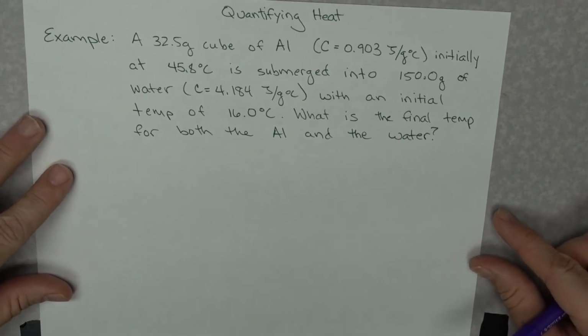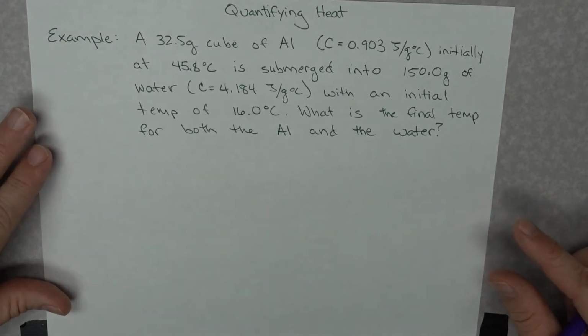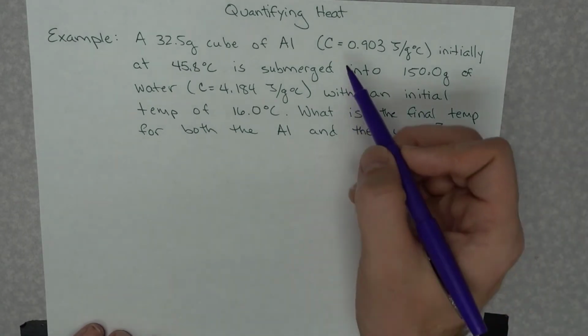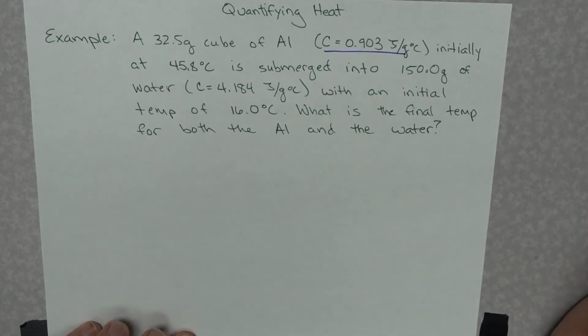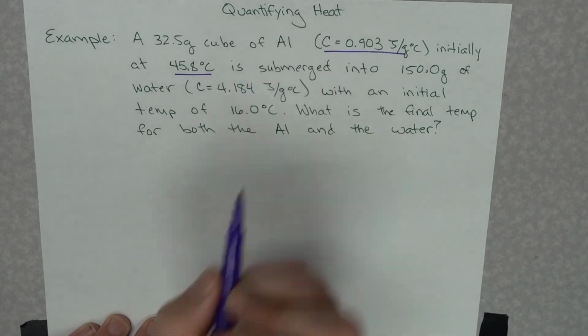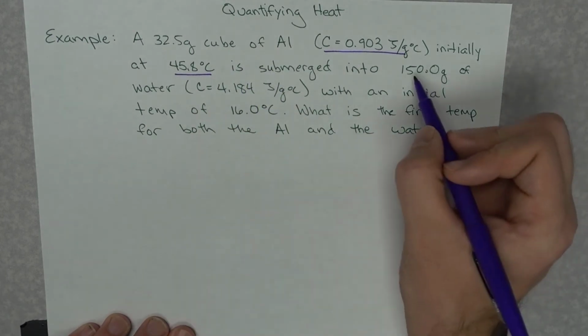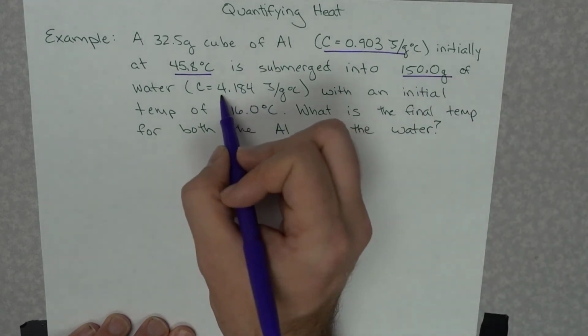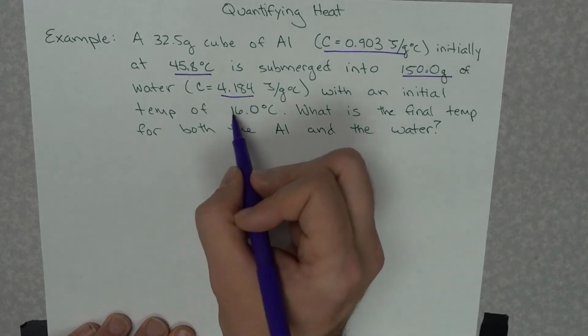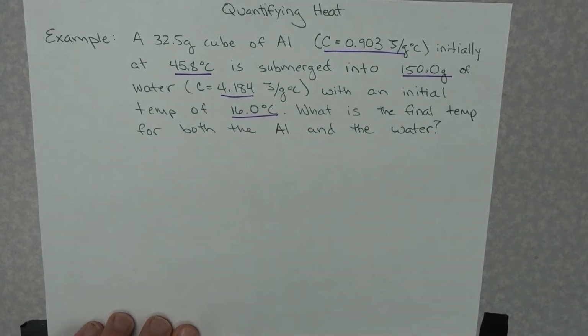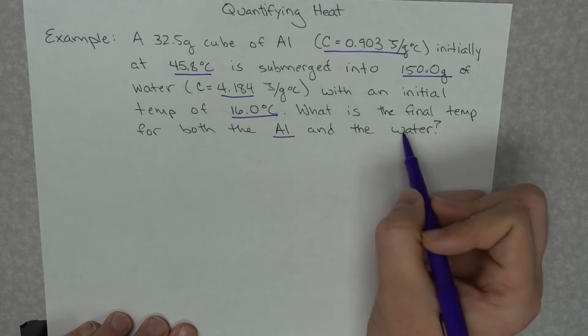And that is this. I've got a 32.5 gram cube of aluminum. Their specific heat is given. And it initially has a temperature of 45.8 degrees Celsius. It gets submerged into 150 grams of water at that specific heat, and its initial temperature is 16 degrees Celsius. What's the final temp of both the aluminum and the water?